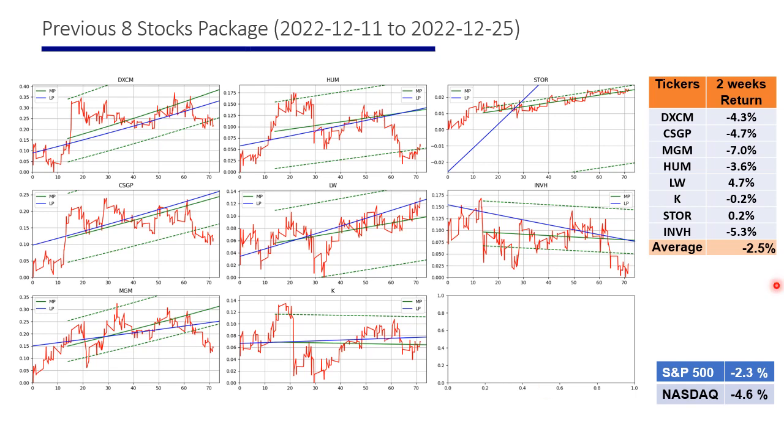For the 8 stocks strategy, here you can see the return of the previous package that I have shown in the previous video. As you see, the returns of each individual stock are changing between minus 7% and plus close to 5%. And the average of the previous package was minus 2.5%, which is slightly better than the 5 stocks strategy. And similar to the 5 stocks, again, you can read the price changes during the last 2 weeks after these 60 days in these charts.